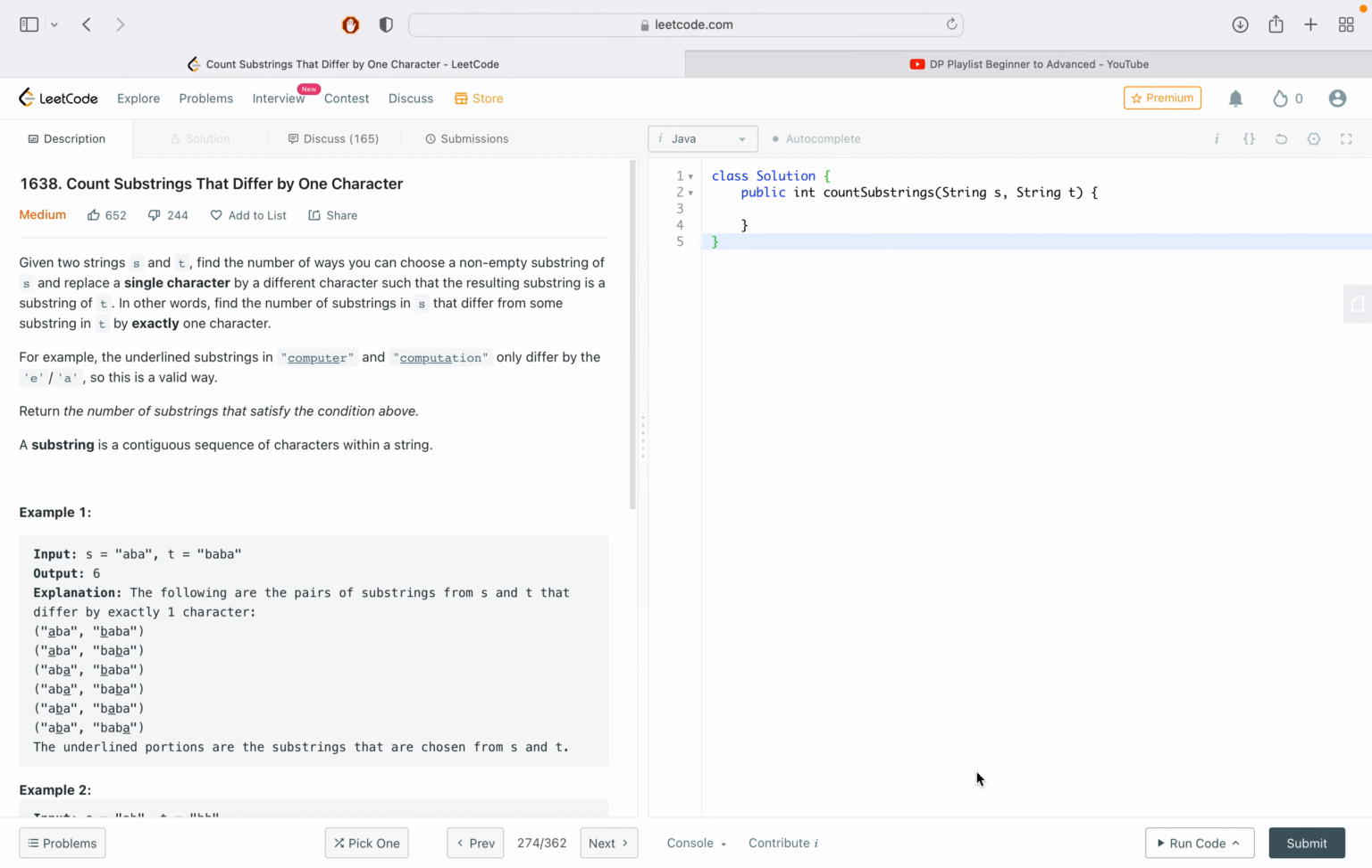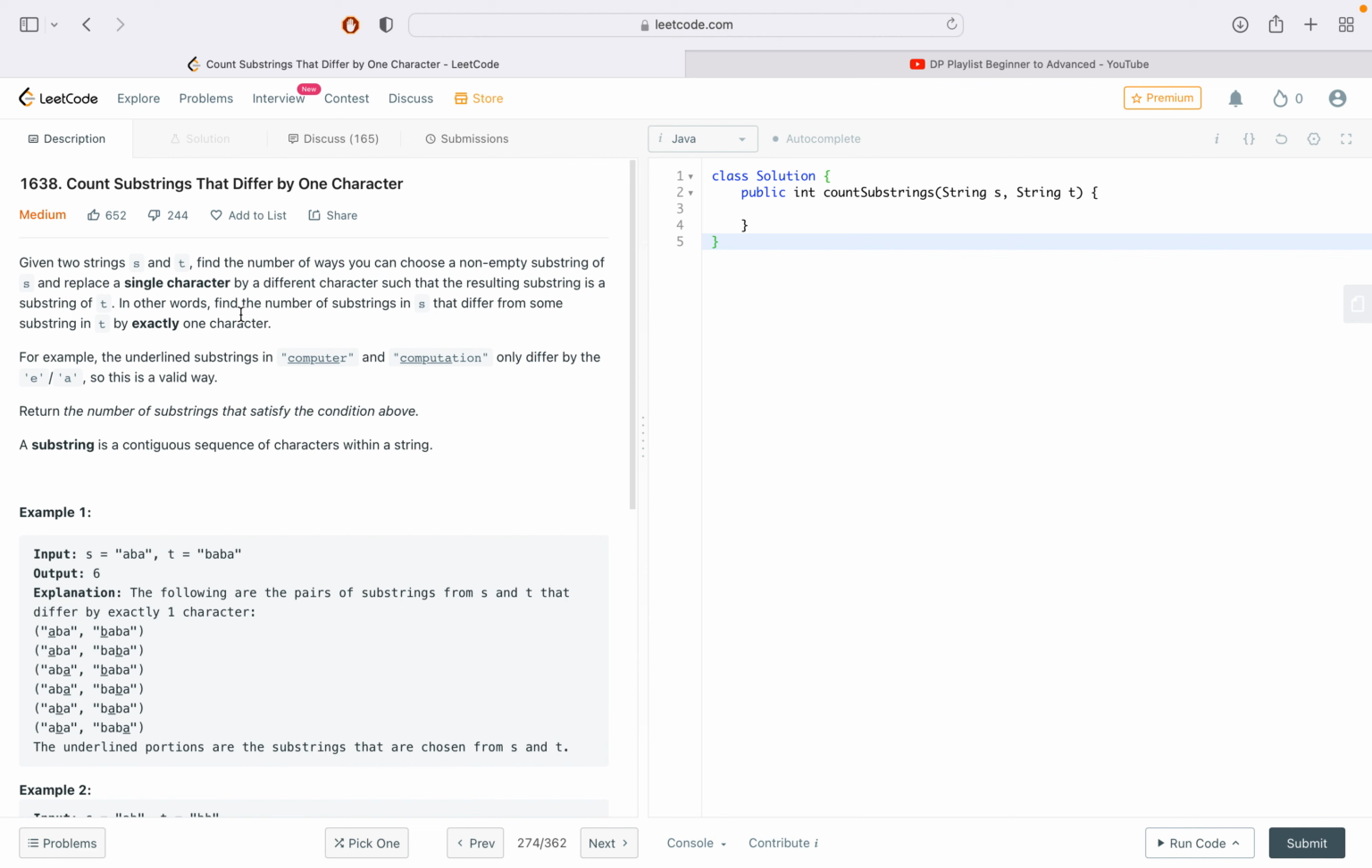So what this question tries to say is that we are given two strings S and T, and we have to find the number of ways we can choose a non-empty substring from S, and replace any character of that substring by a different character, and then the resulting substring should be equal to some substring in T. Or in other words, we have to find the number of substrings in S that differ from some substring in T by exactly one character.